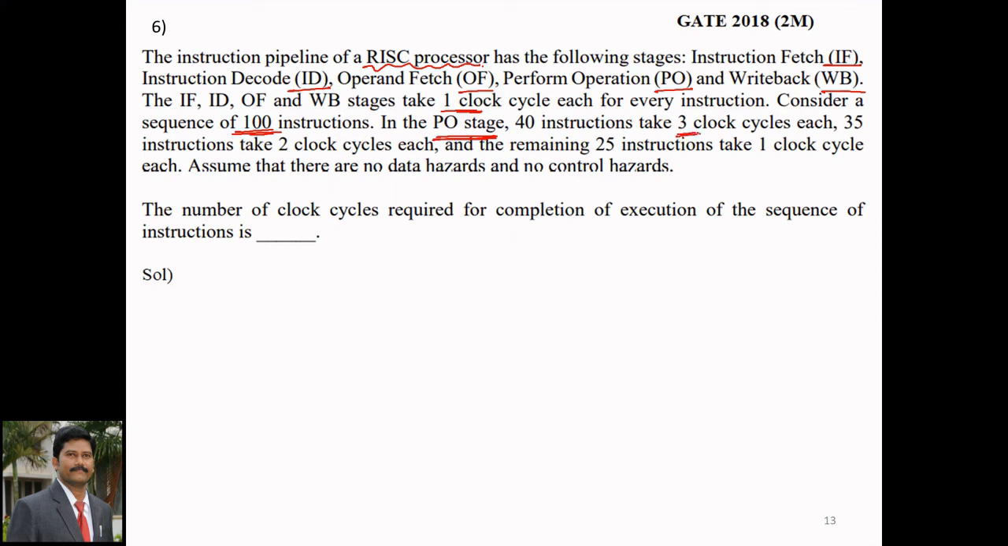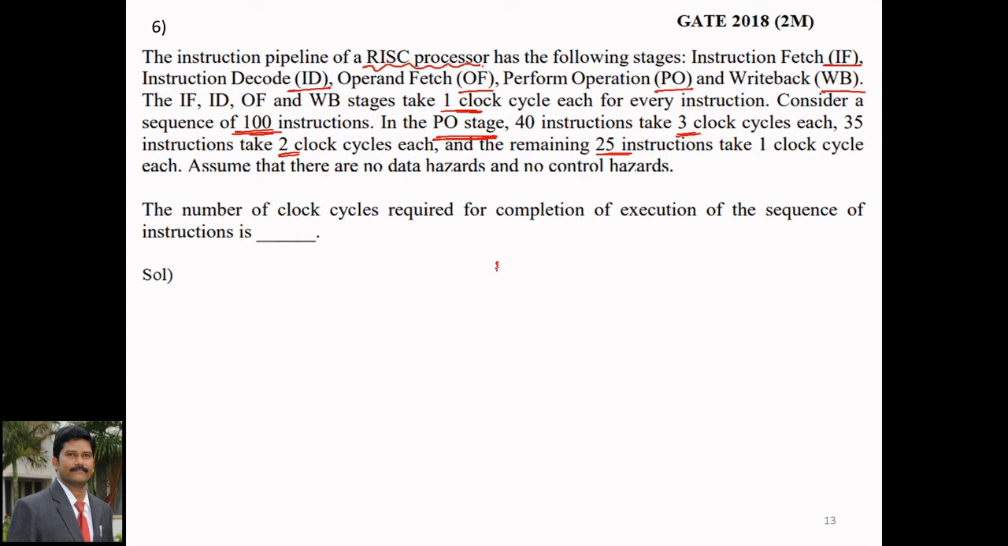40 instructions take 3 clock cycles, 35 instructions will take 2 clock cycles, and the remaining 25 instructions will take 1 clock cycle. So all the 100 instructions will take one clock cycle in all the previous four stages. But in the PO stage, of those 100 instructions, 40 instructions will take 3 clock cycles, 35 instructions will take 2 clock cycles, and 25 instructions will take 1 clock cycle. Assume that there are no data hazards and no control hazards, right? The question is the number of clock cycles required for completion of execution of the sequence of instructions. Okay, how to deal with this problem?